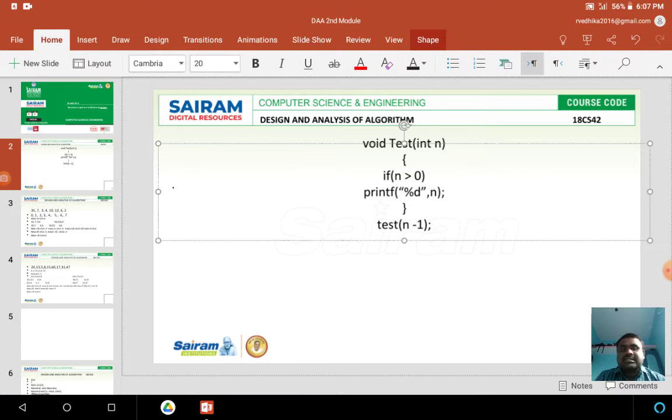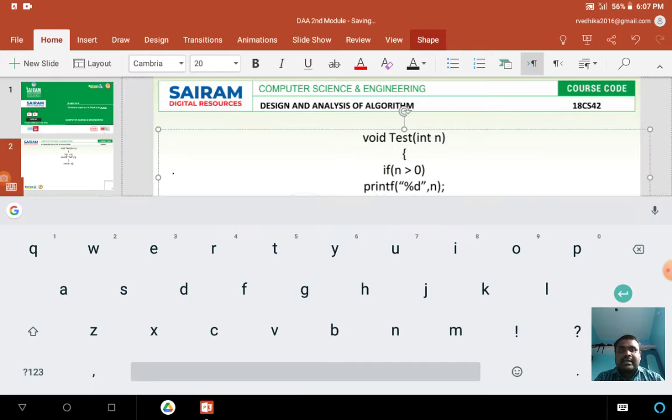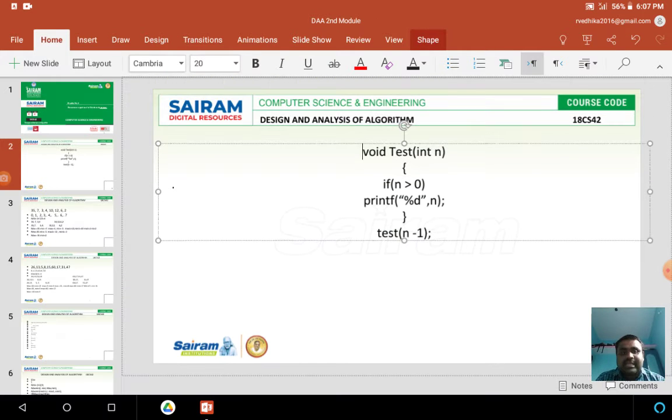I can strongly say that this is a recursive algorithm, provided the function test calls itself many times, because first the n value will be passed, then the value will keep on decreasing until it reaches 0. First time, let me assume that the n value is 3. So test of 3 will be passed, 3 is greater than 0, 3 will be printed, then test of n minus 1. I am calling the same function, so I can call it a recursive function.